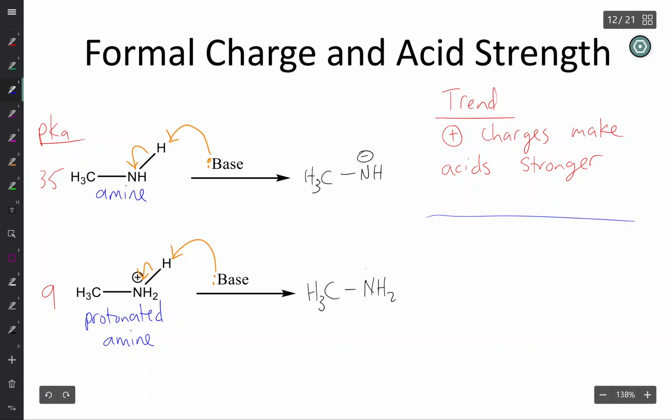If you wanted to say a similar statement for bases, what would you say? What's going to make a base stronger? A negative charge, yeah.